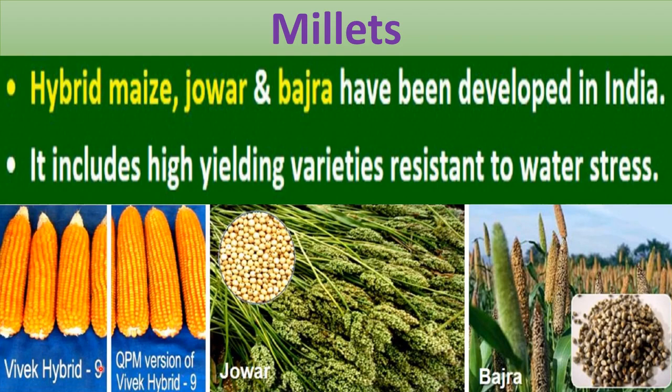Like this is Vivek Hybrid 9, a good variety of the maize. This is the QPM version of Vivek Hybrid 9, right? So this is a good variety of jowar and bajra. So different varieties of all these millets have been produced by plant breeding.